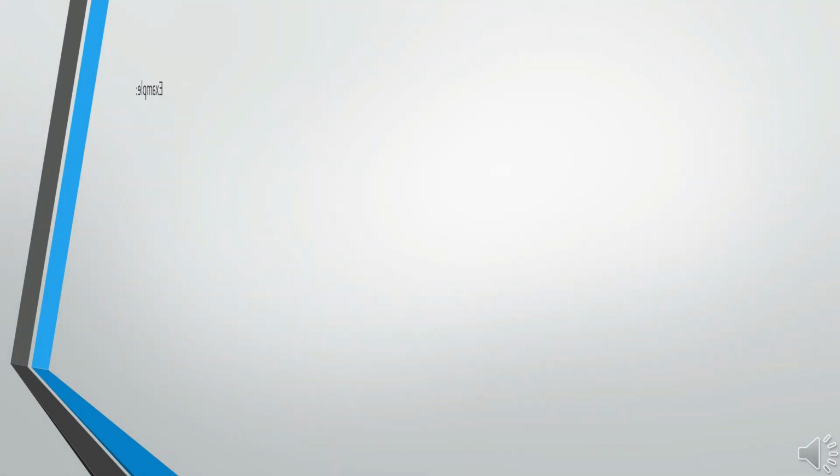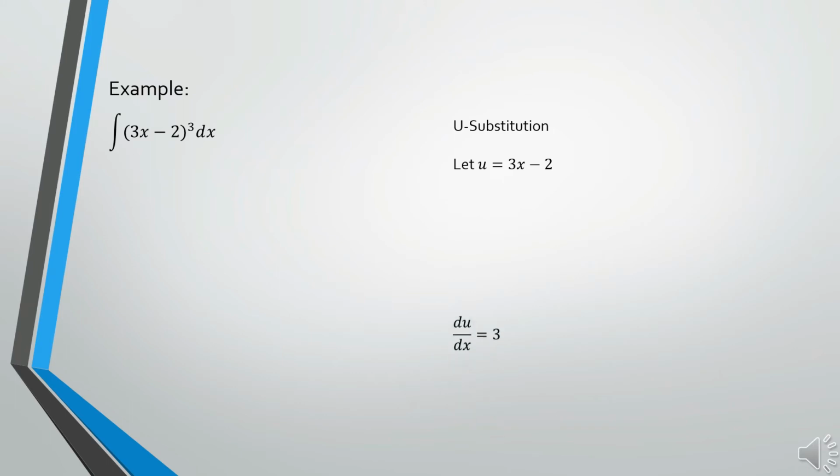Let's see some example questions for indefinite integral cases. This time we have to solve the equation integrate 3x minus 2 to the power of 3 dx. For this type of question, we have to use u substitution. Substitute u equal to 3x minus 2. Then we have to differentiate 3x minus 2, which equals 3. We leave dx for the final answer, equal to du over 3.